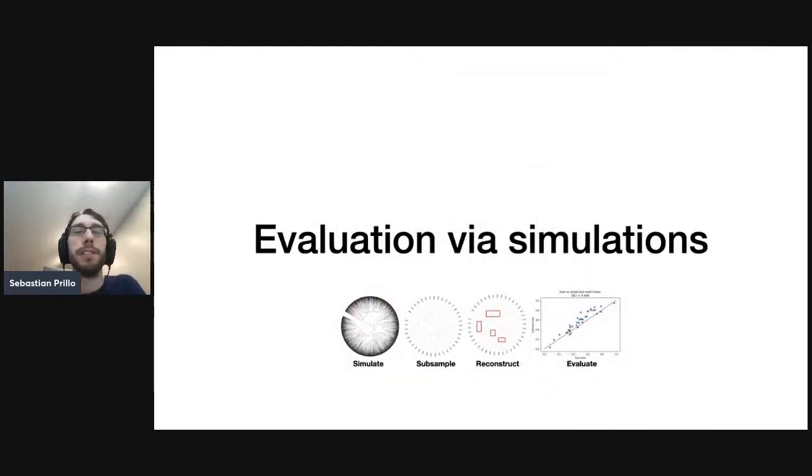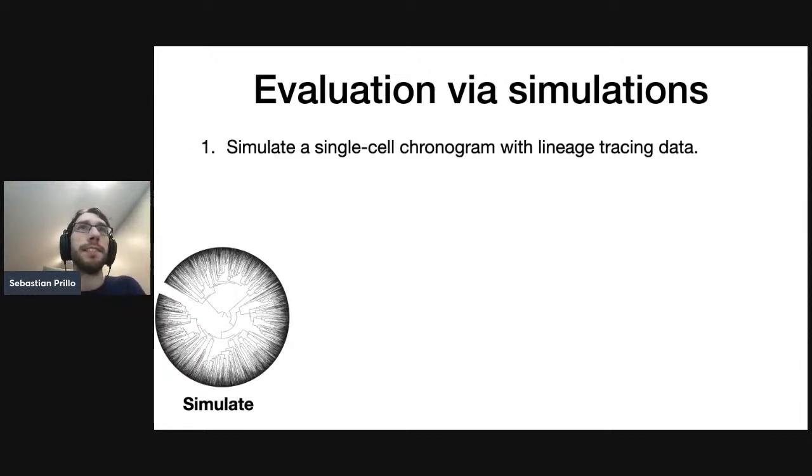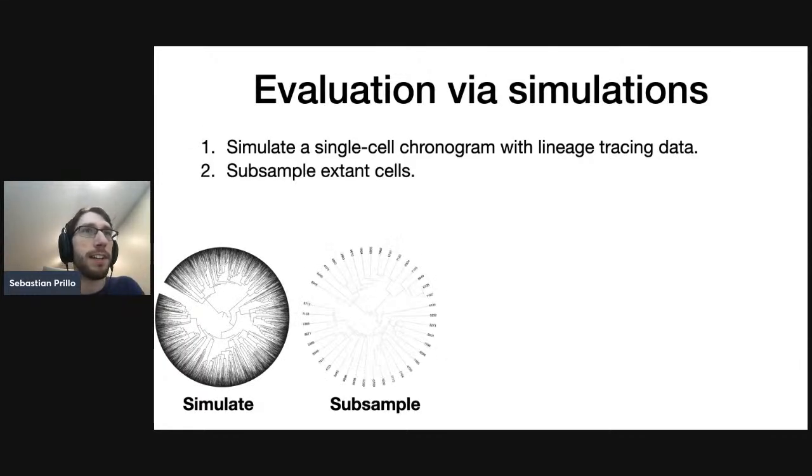Now let me show you some results in more realistic regimes. First we simulate a single cell chronogram with its associated lineage tracing data. Then we subsample extant cells, and this is again something we were talking about earlier, a really important aspect of this problem. Subsampling leaves a very distinctive signature on the tree. You'll see that many of the branches near the leaves are very long. So if you were to naively think that this is exactly the cell population you're dealing with, it seems like cell division is slowing down. And that's not really what's happening. What's happening is you're subsampling, which prunes away a lot of the branches and the leaves of the tree.